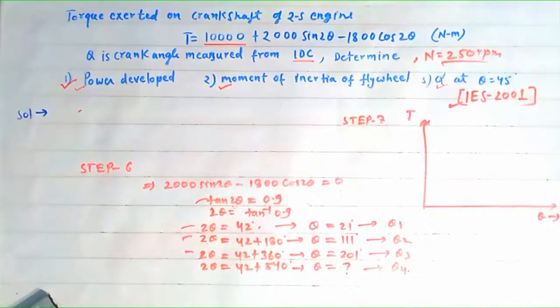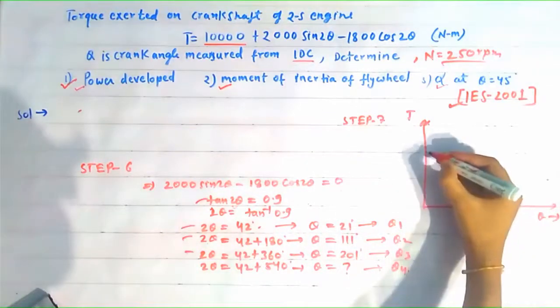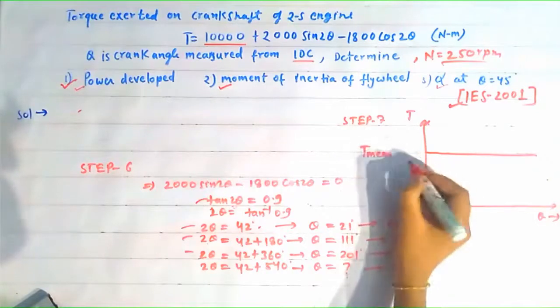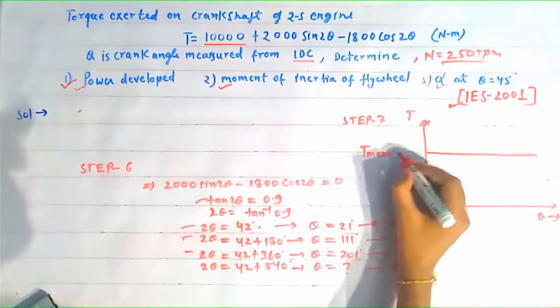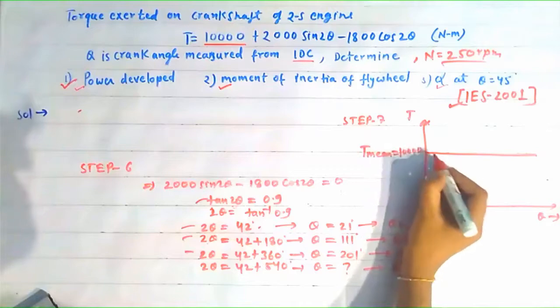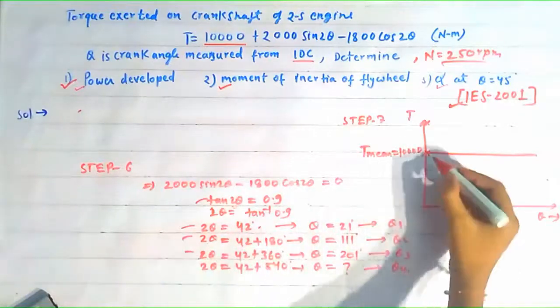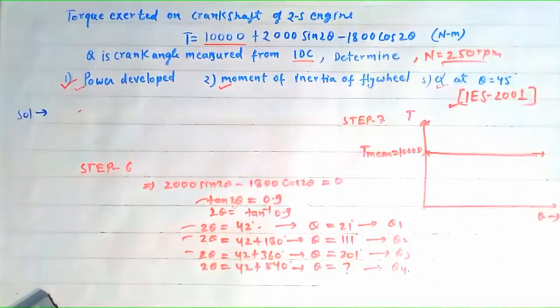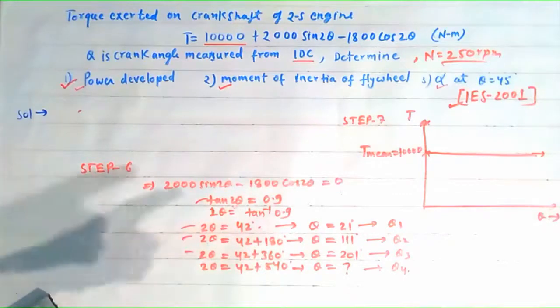Now in the T theta diagram, the torque lies on the y-axis and theta lies on this axis. Now the value of mean torque was obtained to be 1000. In the previous step we have already calculated the mean torque. So I will draw a horizontal line over here which corresponds to the mean torque. I have already calculated the value of mean torque in the third step of the problem, so you have to take the value of mean torque from there and use it here. So this is the value of mean torque.